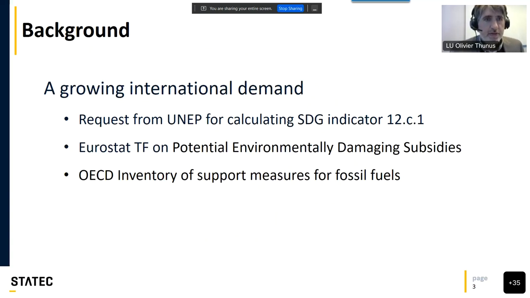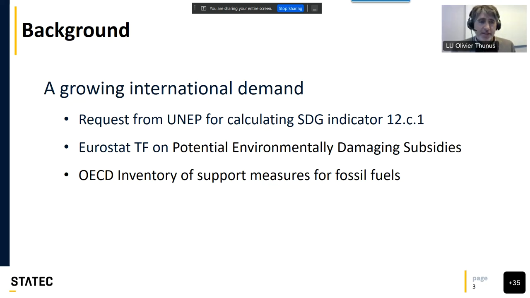Certainly, I don't need to go very deep in this slide. We already see that there is a growing international demand for these statistics. We have a presentation from Claire on the SDGs indicator. You also know that Eurostat has a task force working on this topic, and there is a voluntary data collection this year. And we also have this exercise from OECD to carry out an inventory of support measures for fossil fuels. And here I need to thank colleagues from OECD for the help in our own national exercise to compile fossil fuel subsidies. As you can see also, I do not mention really a national demand.